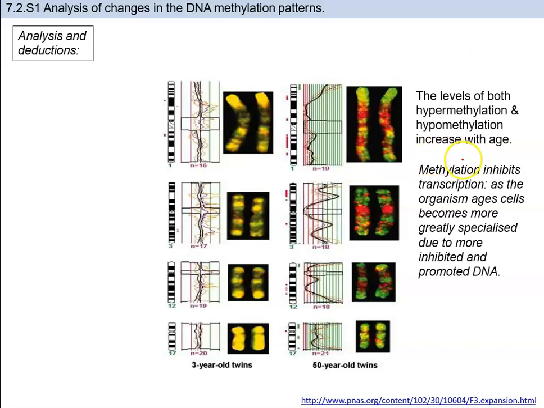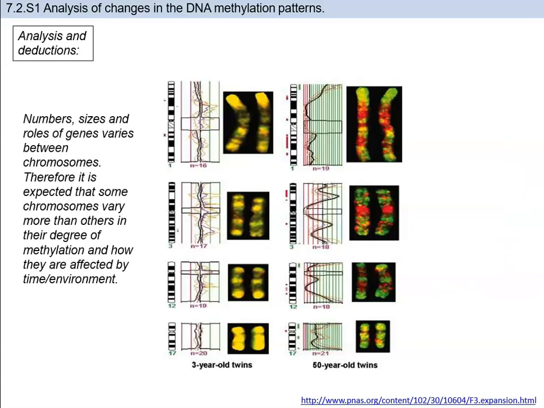The level of both hyper and hypomethylation increase with age. Methylation inhibits transcription. As the organism ages, cells become more greatly specialized due to more inhibited and promoted DNA. So that's the fact that the more age, the more specialized and the more methylation, because methylation means silencing the DNA genes, and they have already done their function, so they don't need to do it again. So that's why you see more methylation by growing, by age.